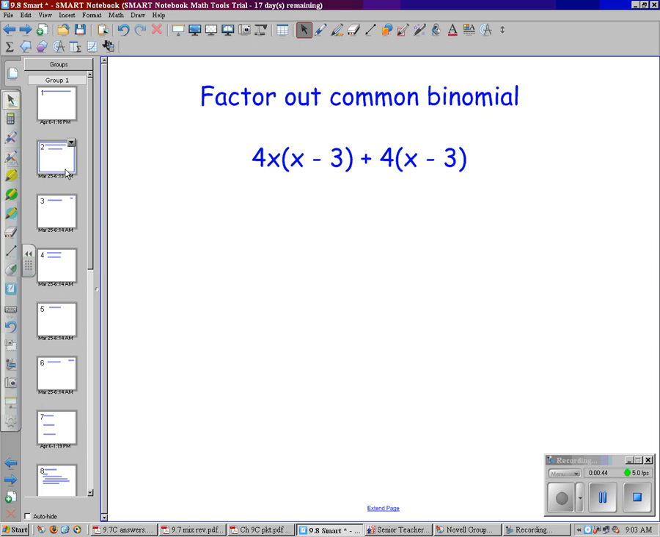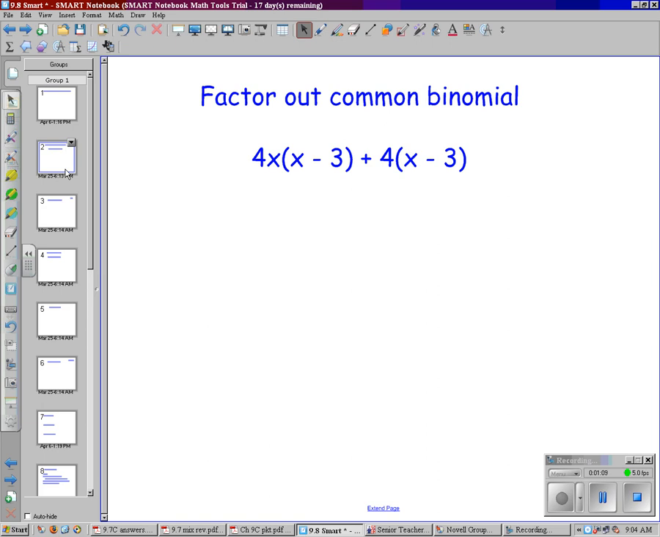Factor out common binomial. Please note that I've started in the middle of this problem. We'll start from the beginning in a little bit, but I need to teach you how to take out a common binomial. You guys have done where you take out a common monomial factor out front.